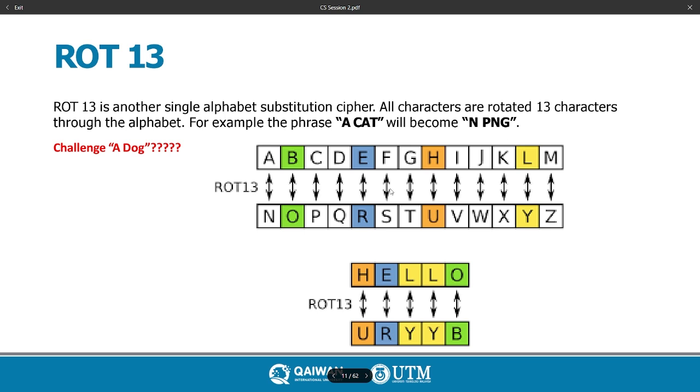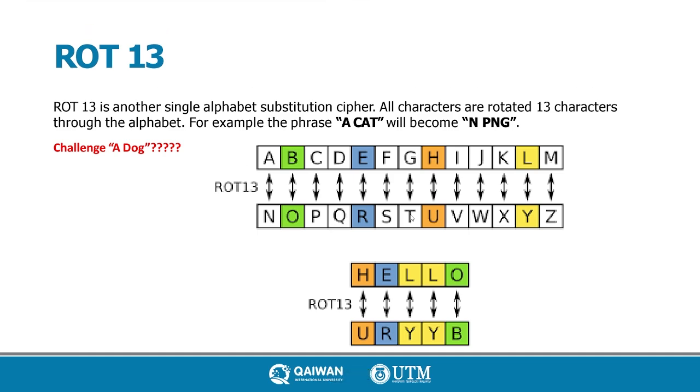Okay, I will let you also encrypt "a dog". A would be N, and D would be Q, and O, if we find it here, would be B, and then G, as we see in here, would be T, and so on.